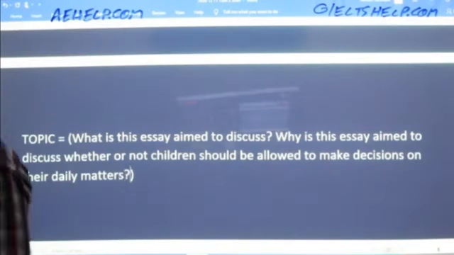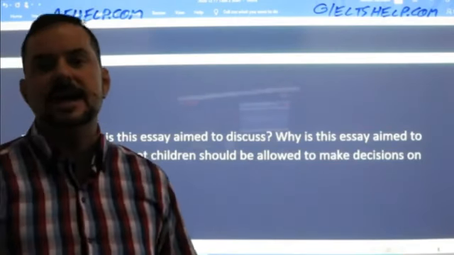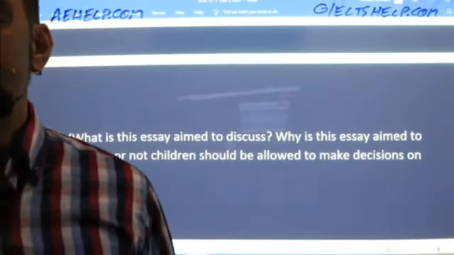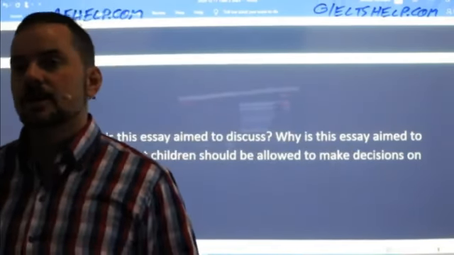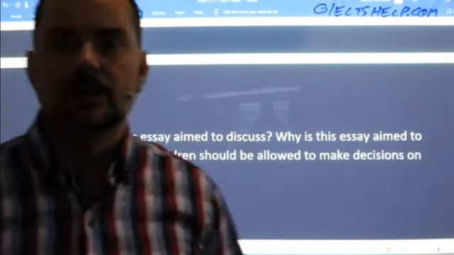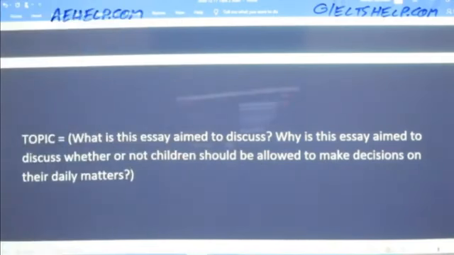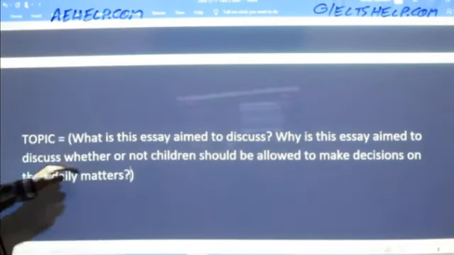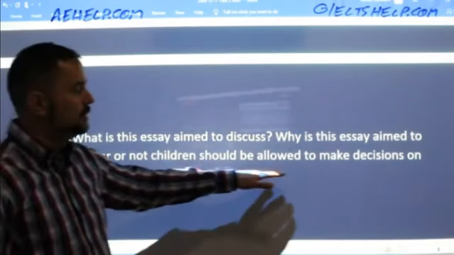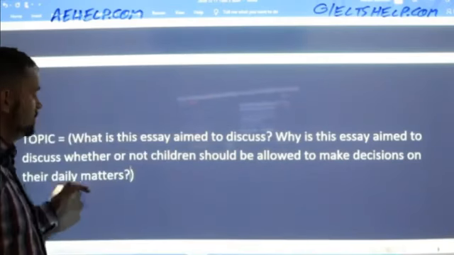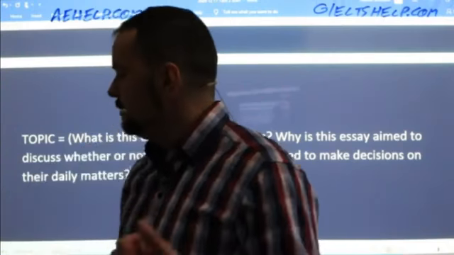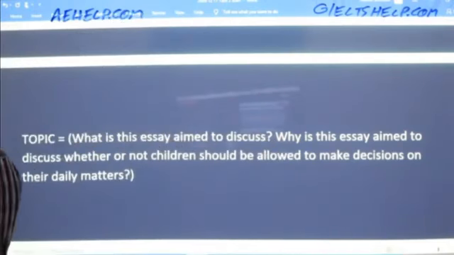Okay, so notice what I did here. I asked the why about this question. Okay, Ferdovs, you're getting closer. So Ferdov says it's about parental styles. All right. Let's ask a secondary question. Why is this essay aimed to discuss whether or not children should be allowed to make decisions on their daily matters? So why are we talking about this? This is where, if you think about the importance of the essay, you can often identify the topic.